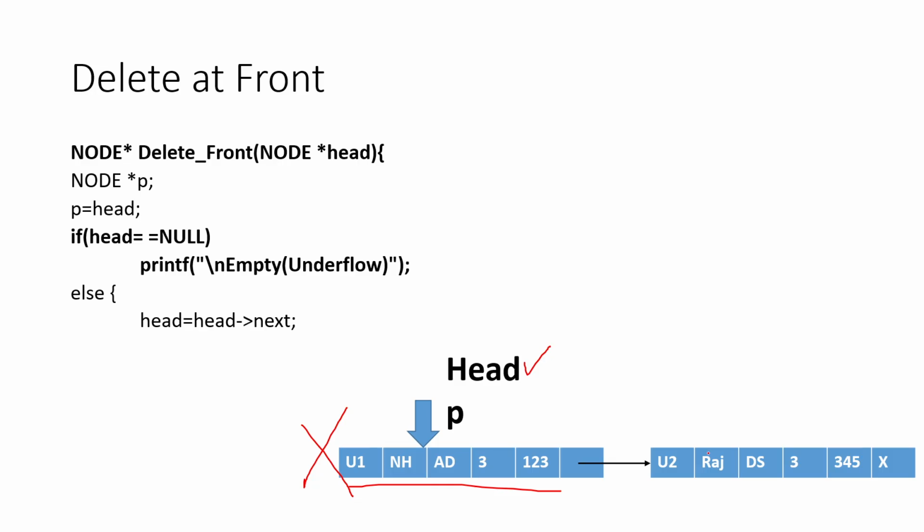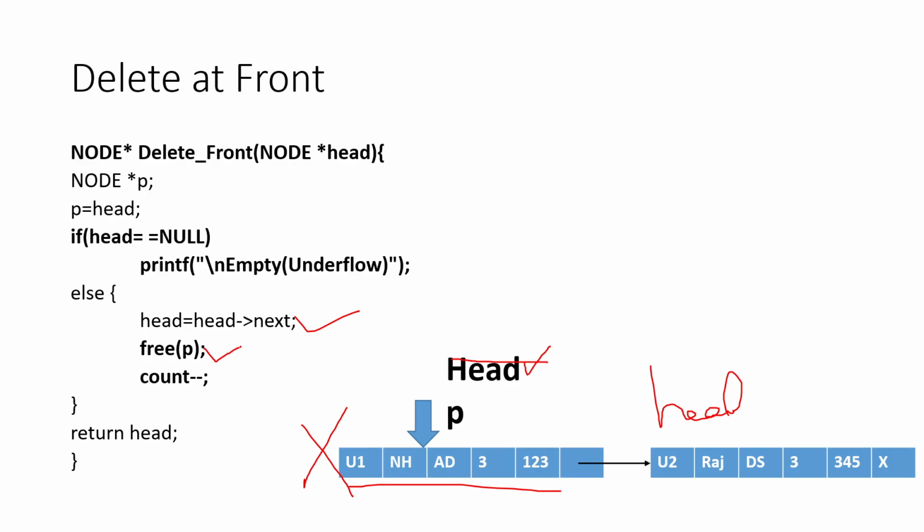Otherwise, head equal to head of next. As we are removing this node, head has to jump by one place. Head is now pointing to the second node. So this statement will move the head to the next node. Free the old node; we have already stored the old head in P. P is now removed, so the memory is utilized properly. Then, as one node is removed, count should be decremented by 1, count minus minus. Return head, because the list is updated after the deletion, so the head node has to be returned.